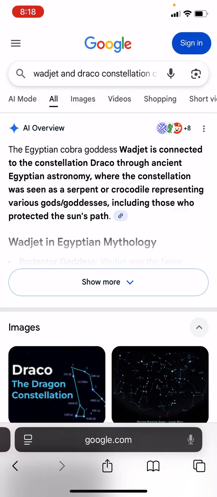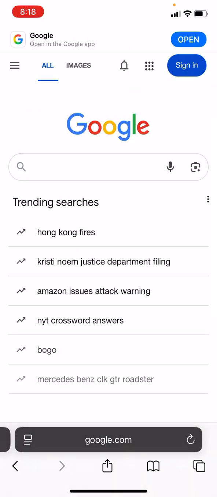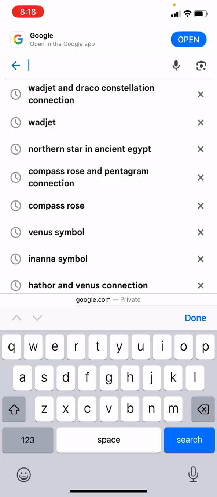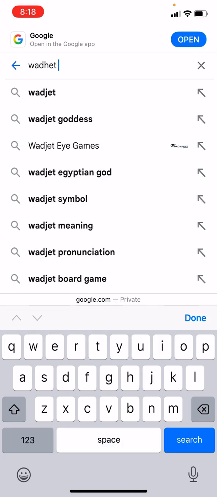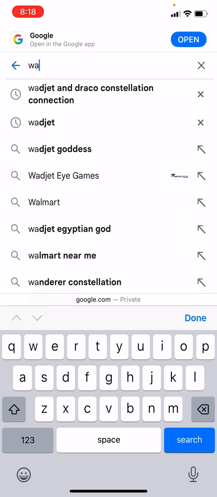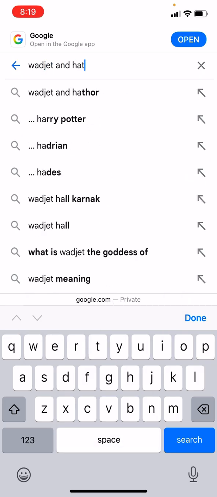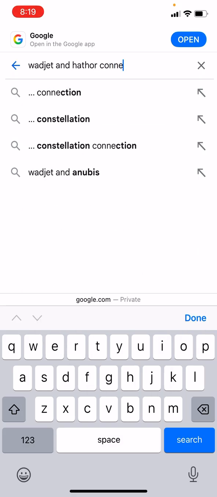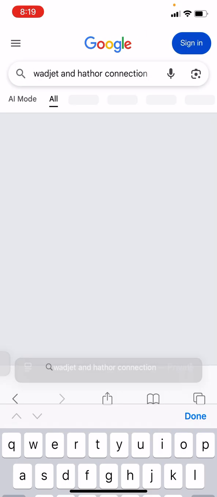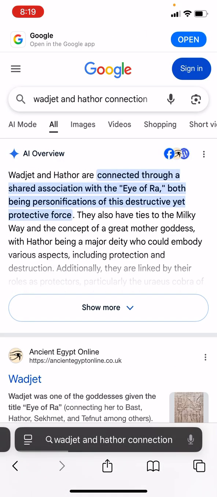Now, is Hathor related to Wajet? Let's find out, shall we? Wajet and Hathor connection. Well, isn't this lovely? Wajet and Hathor are connected through a shared association with the Eye of Ra, both being personifications of this destructive yet protective force.